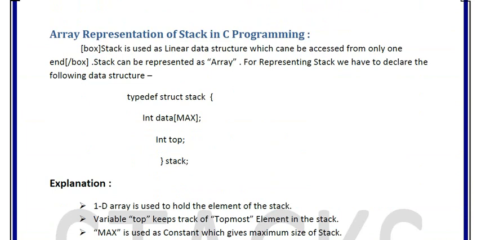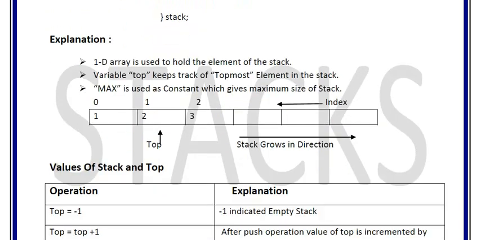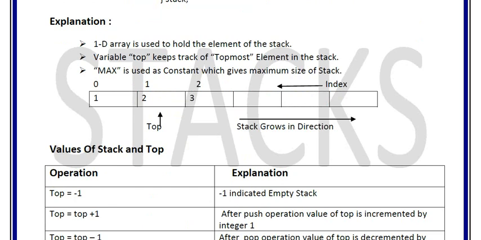Array representation of stack. That is how we represent an array in the stack format. Explanation of one-dimensional array. We can draw this diagram here. Here, these are the index numbers which are 0, 1, 2, etc. And here are the values. Here the top value is 3 now.